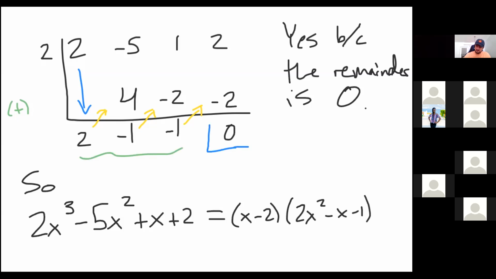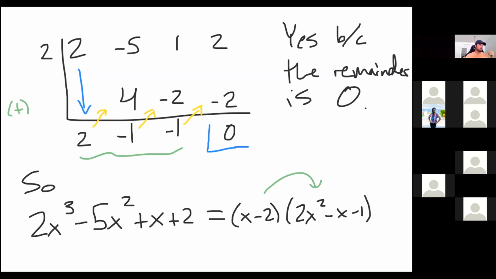And if I took the time, I FOIL or distributed all this stuff out, I'll see that when I take x minus 2 and multiply it by 2x squared minus x minus 1, then I can recover the 2x cubed minus 5x squared plus x plus 2.